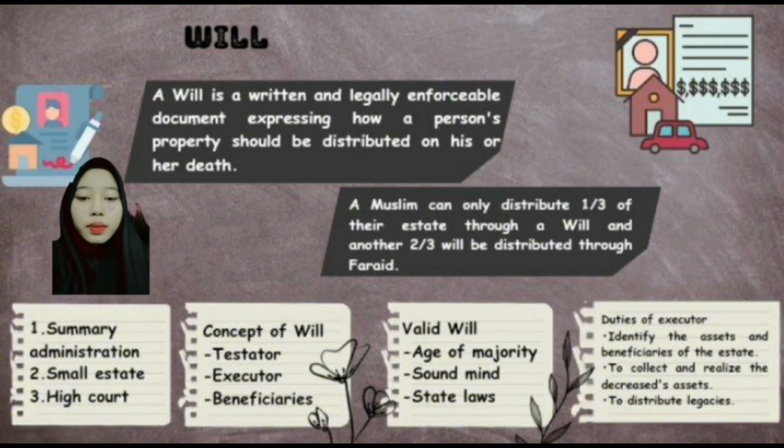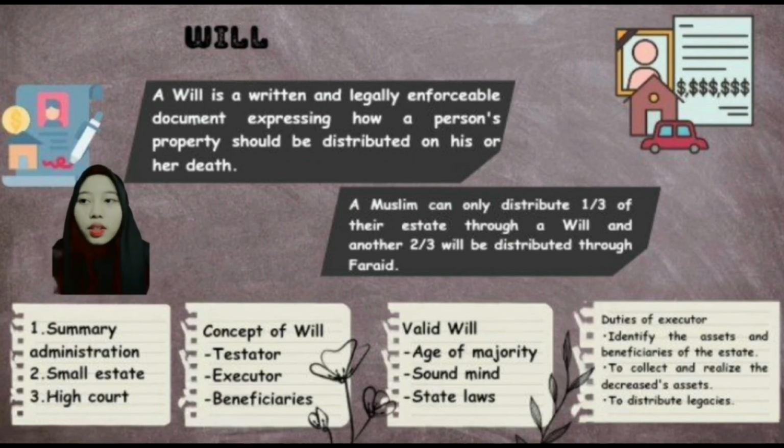So the first one is summary administration. Only ARB is empowered to administer an estate summarily under the Public Trust Corporation Act 1995. Estates are summarily administered without having to apply for letters of administration from the High Court. For example, whether there is a will or not, the movable property is in Malaysia, and no person is entitled to apply for a grant of probate.